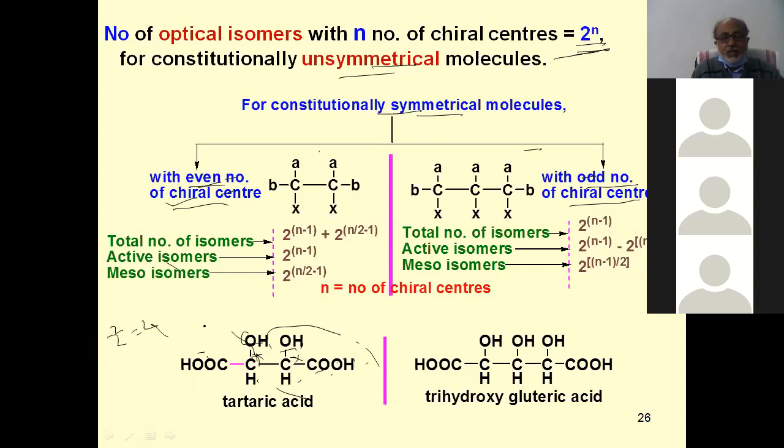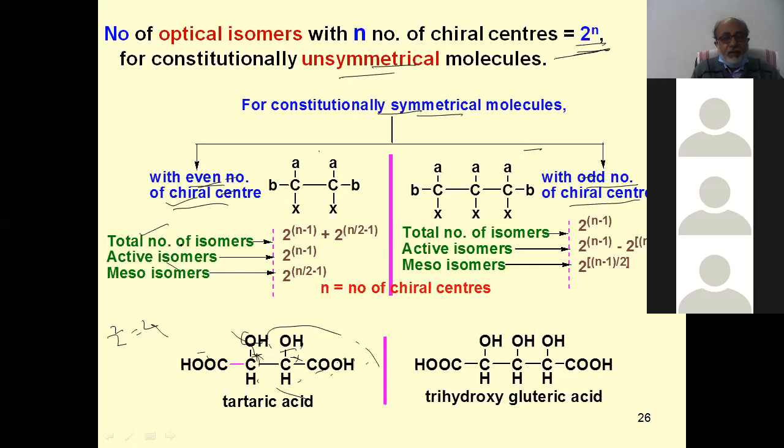We also get something different here. Now here the formula is given by this: total number of isomers will be 2 to the power n minus 1, where n is the number of chiral centers, plus 2 to the power n by 2 minus 1. You just have to remember this. You have to note this down.